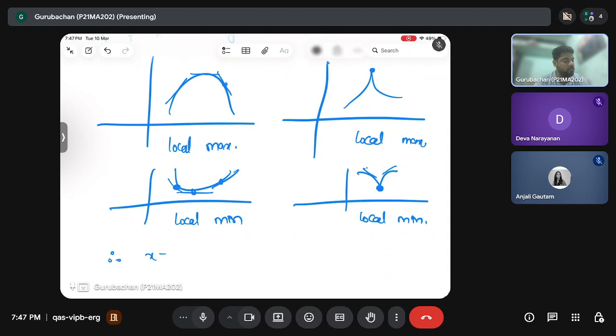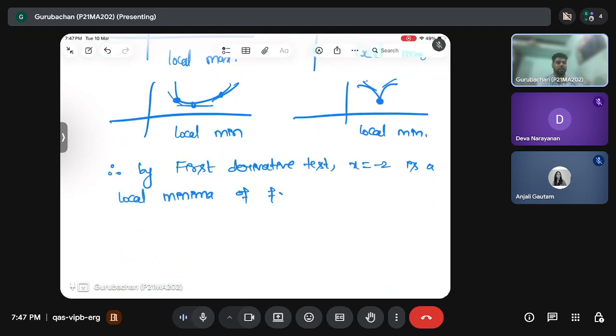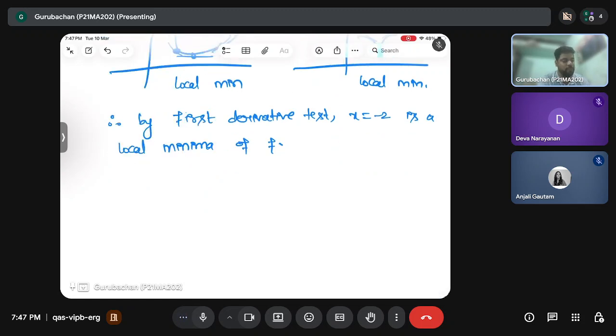Therefore by first derivative test, x equal to minus 2 is a local minima of f. Although minus 1 is a critical point, it will not affect the sign. So it will not be valid for change of sign, or local minima or maxima.